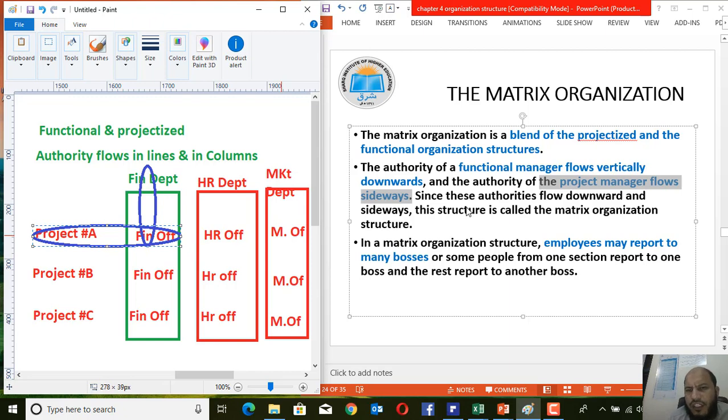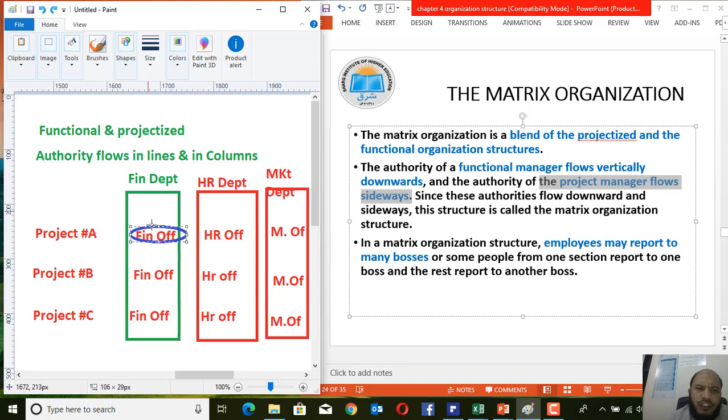Since we may say that these authorities flow downward and sideways, the structure is called a matrix. So this organization has a matrix structure. In other words, in a matrix organization structure, the employees may report to many bosses.